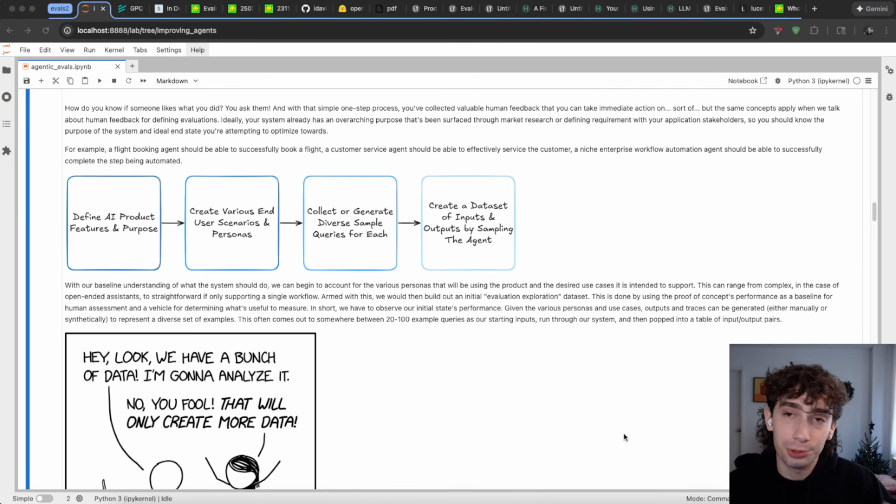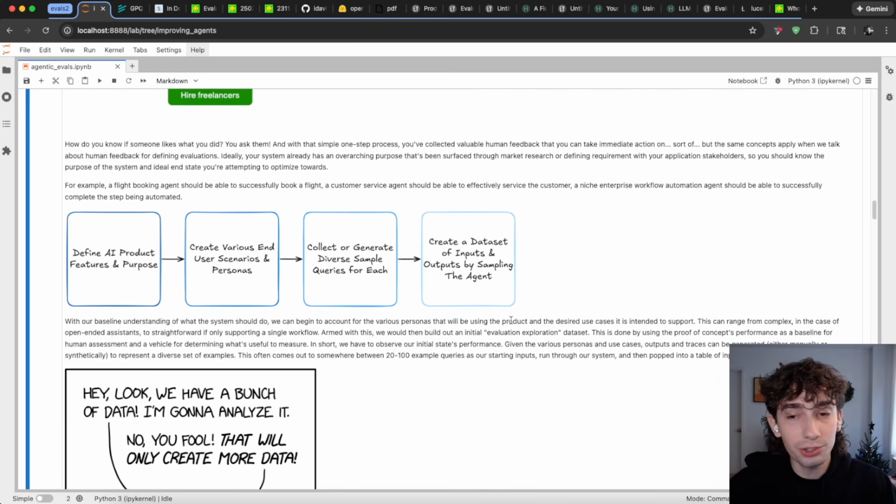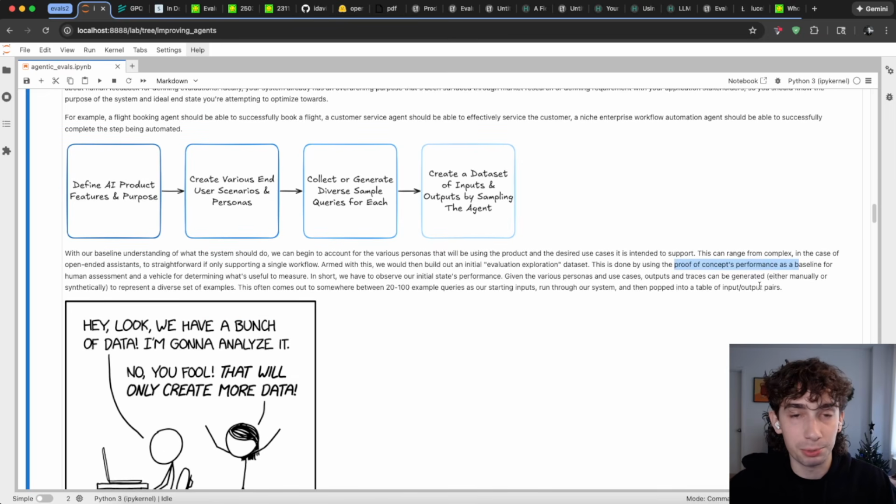Doing some sort of persona-based defining and analysis is pretty common when we are creating software in general, so hopefully you can rely on a little bit of that pre-work that you've done to be able to take it to this next step, which will be collecting or generating diverse sample queries for each one of these scenarios and personas. This is usually done by using our proof of concept's performance as our baseline for our human assessment, and also a vehicle for determining what's useful to measure or not. In other words, we must observe our initial state's performance.